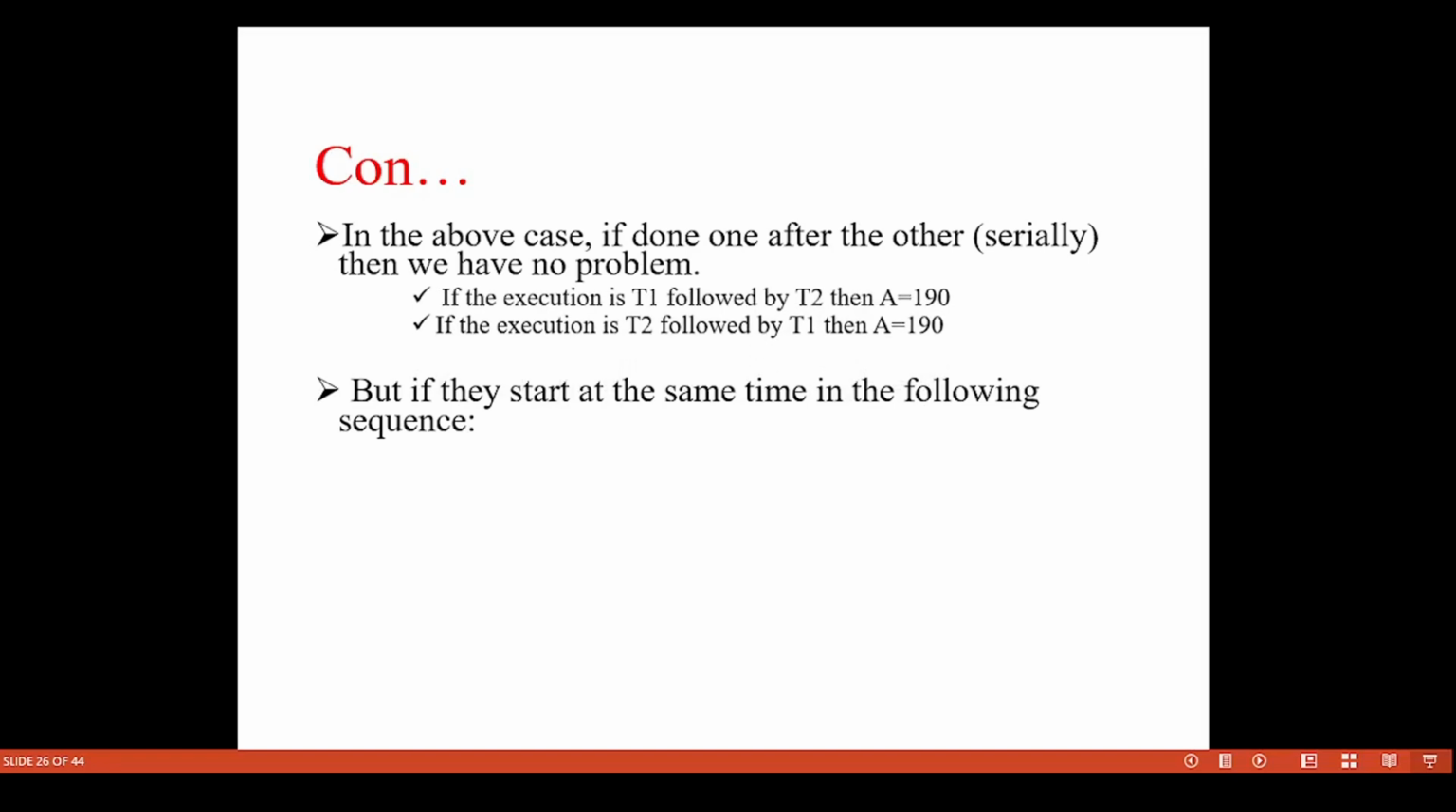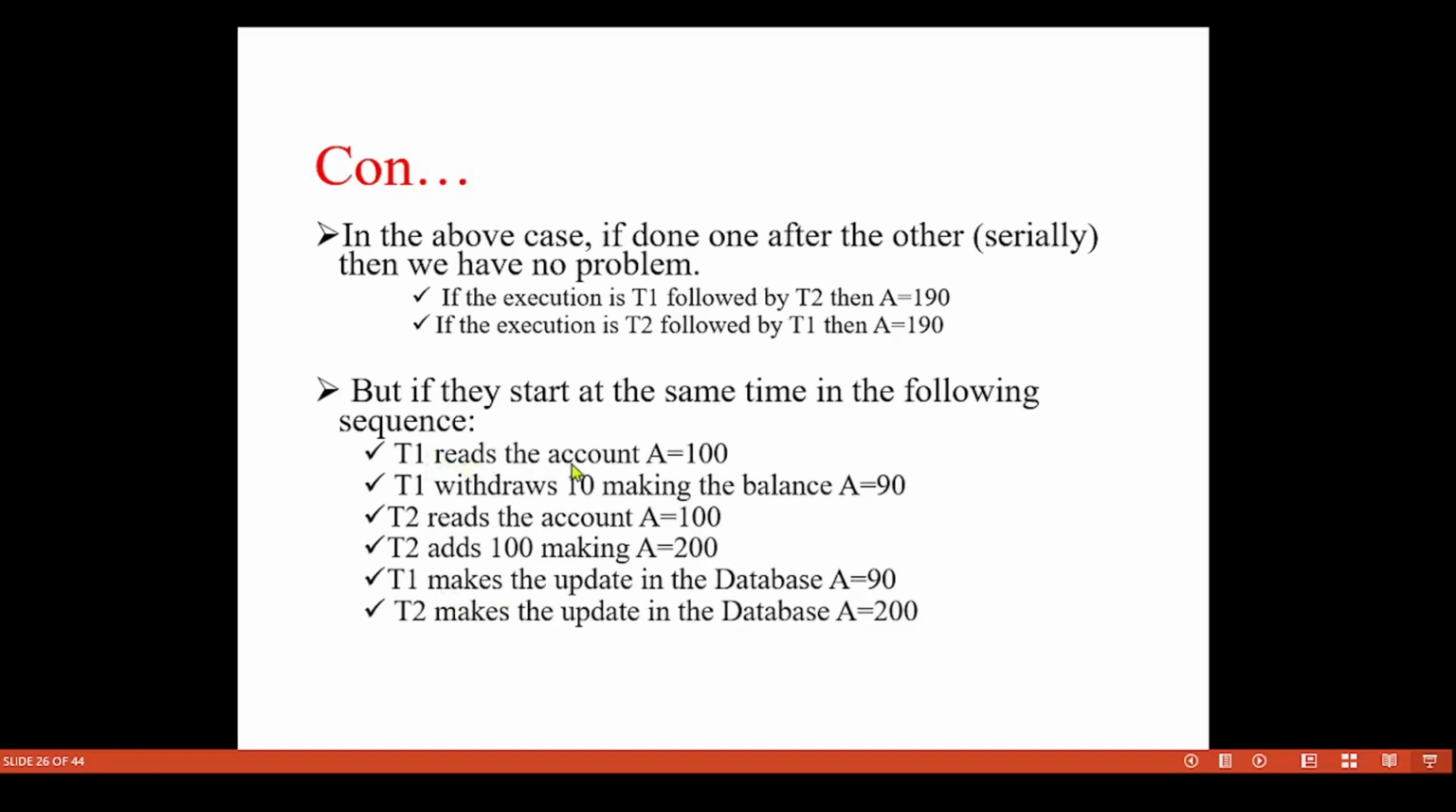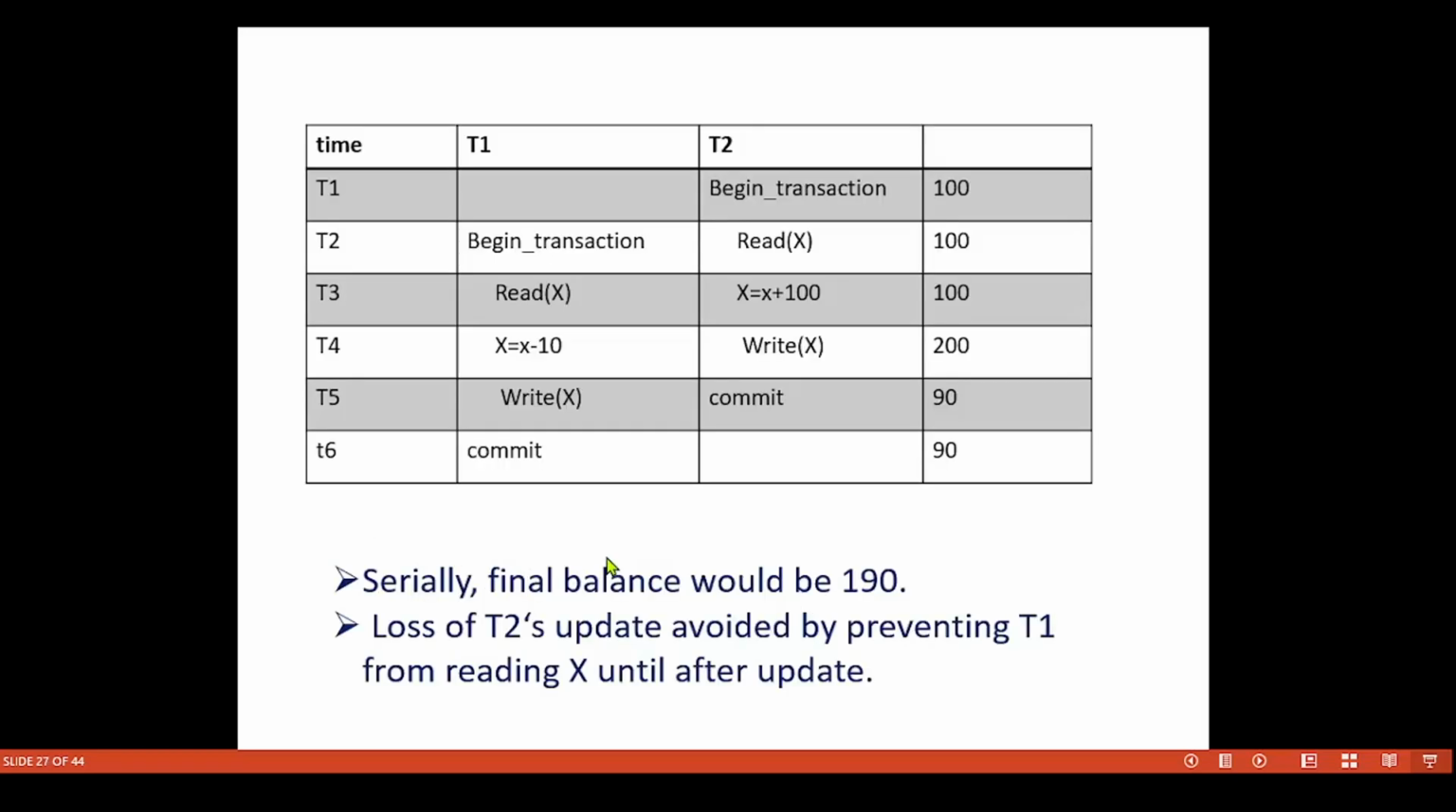In the above case, if we execute one after the other serially, then we have no problem. When you execute serially, no problem. But if they start sometimes in the following sequence, for example, T1 reads the account A, 100, T1 withdraws 10, making the balance A equal to 90. T1 reads the account A, 100, T2 reads.